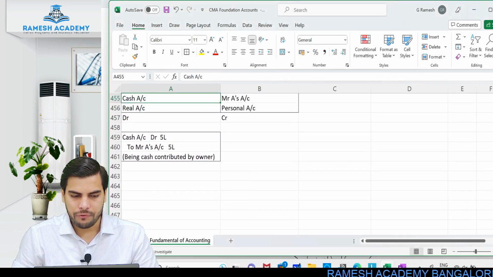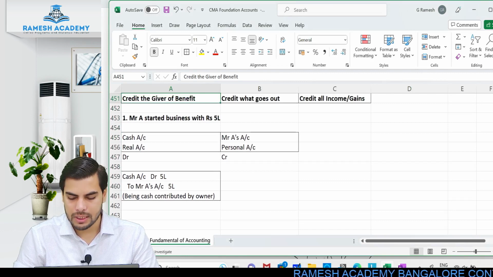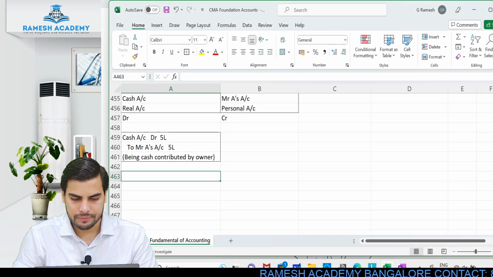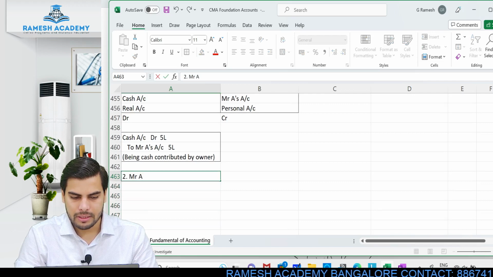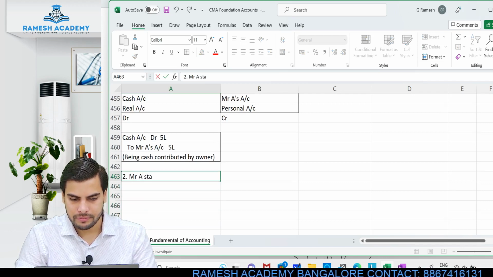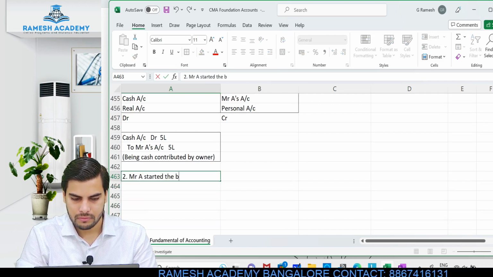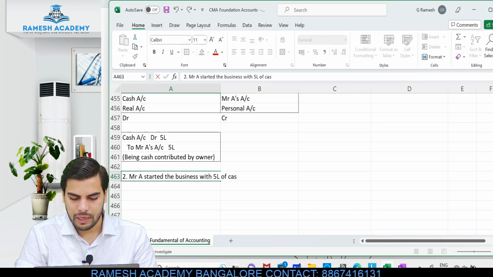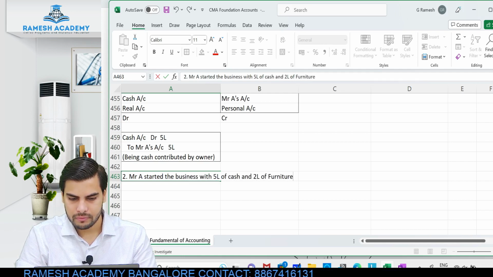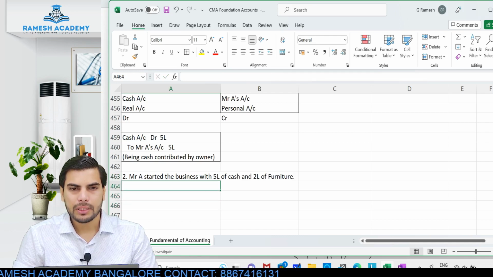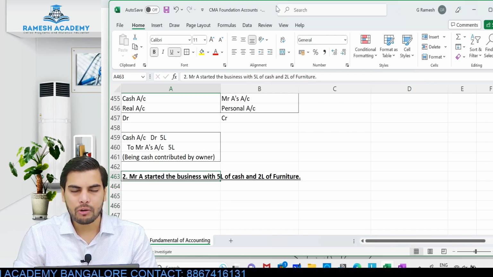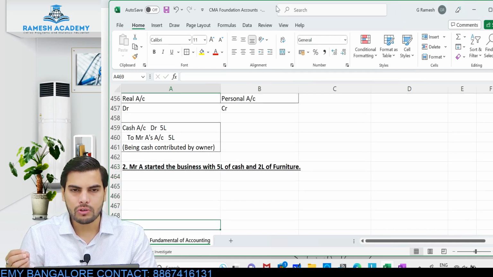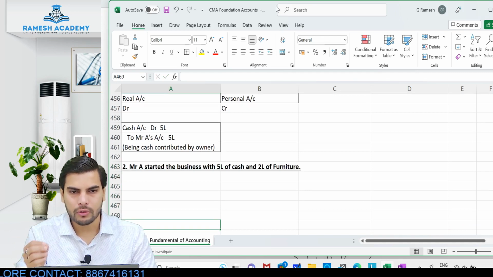So this is your first transaction, and this would be the journal entry. Let's take another transaction. Mr. A started the business with 5 lakh rupees of cash and 2 lakh of furniture. Now look at this. Mr. A, along with bringing in 5 lakh rupees of cash, is also bringing furniture towards the business. He is giving furniture worth rupees 2 lakh to the business.